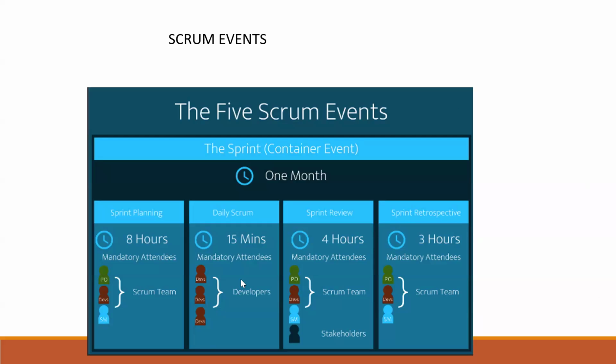So 15 minutes, this happens every day at the same time, same place, no change. So that we are removing the complexity. Why we are going for the same place, same time and all, we'll talk about that in the next classes. The daily scrum will happen only for 15 minutes.